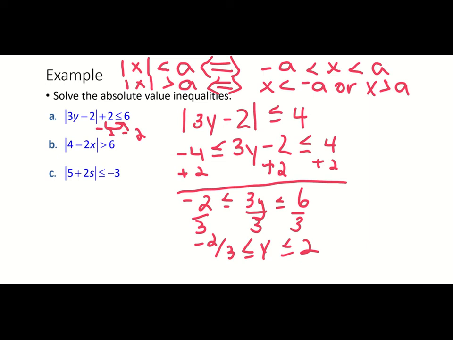And if they ask us to put this in interval notation, my starting point is negative 2/3. And there's a bracket around it because it does include it. And then my ending point is 2. And again, there's another bracket because it does include it. And that would be it for our first one. We're going to take a look at B in our next slide.